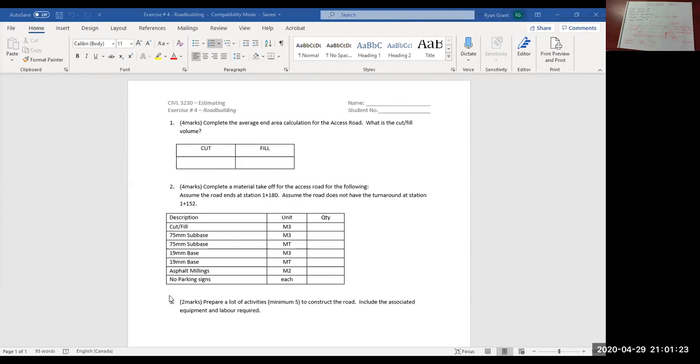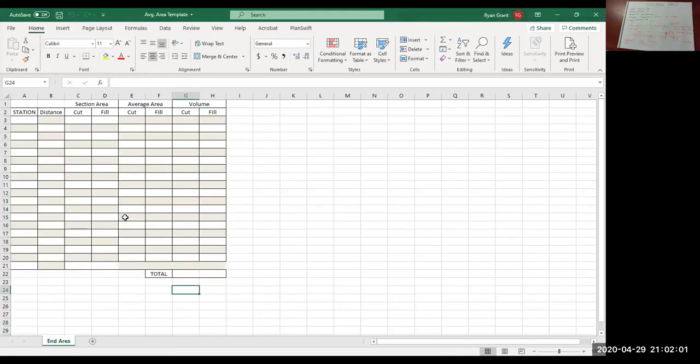So exercise road building. Yes, so I posted the average area template. So it's an Excel spreadsheet. It's in the week 4 handouts, newsfeed item. So what does that look like? I'll bring up the Excel spreadsheet of what that looks like. This is what you'll download off of the newsfeed. So it is this. So this is what it looks like.